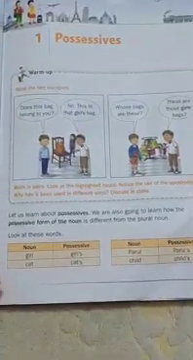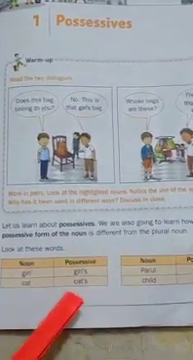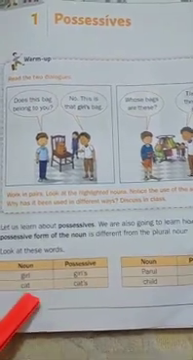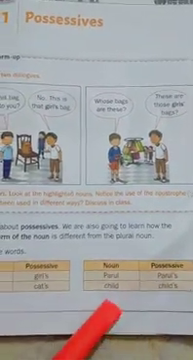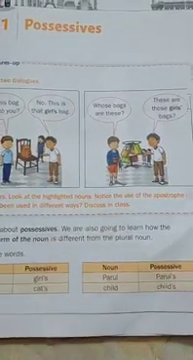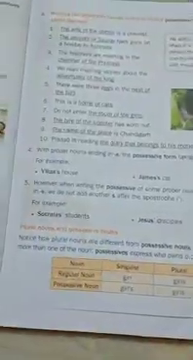Look at these words. See here, noun. Girl, possessive, girls. Cat, cats. Parul, paruls. Child, childs. Turn your next page.